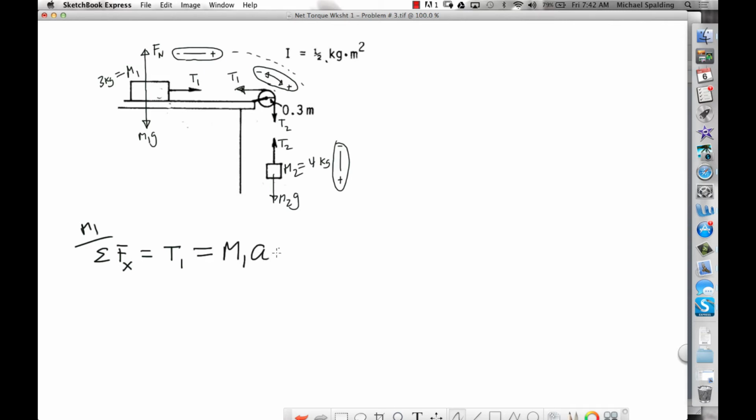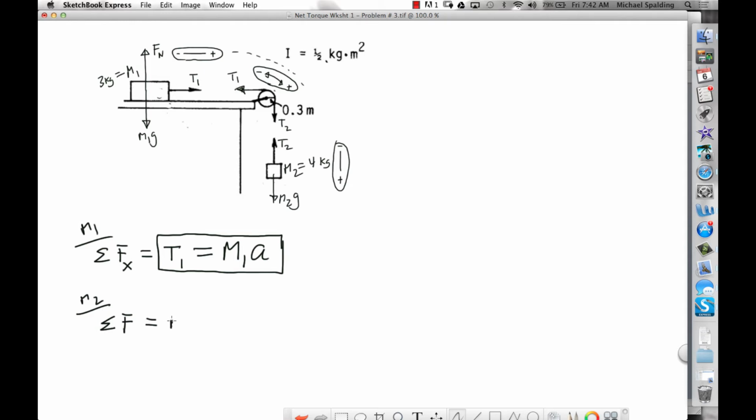MA, but make sure you say M1A. And that's a linear acceleration. Okay, now let's go to M2, hanging over here. So now make sure down is positive. You want the direction of the acceleration positive. So we're going to sum forces for M2.